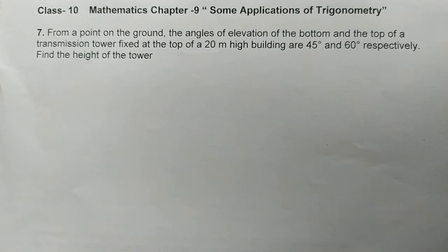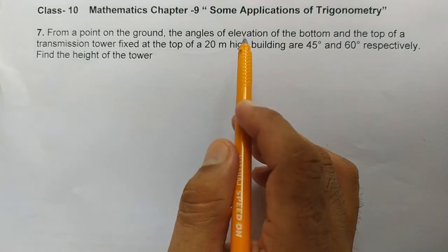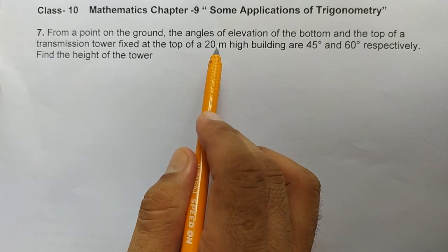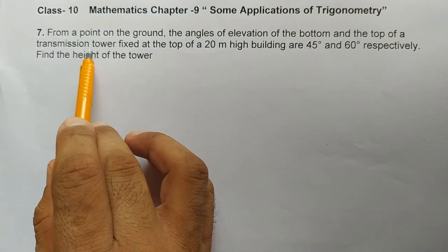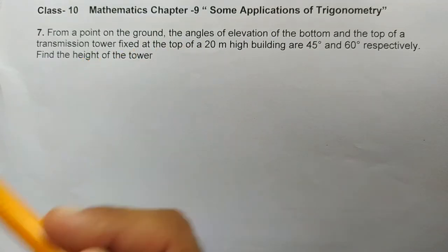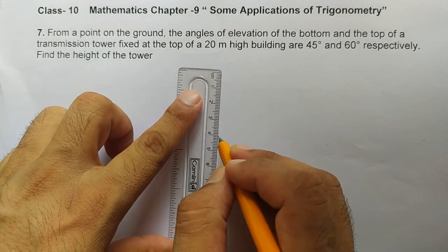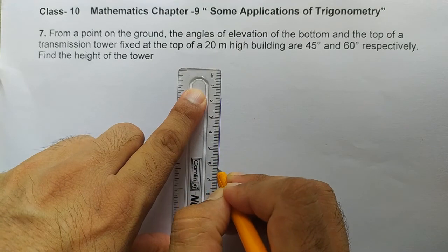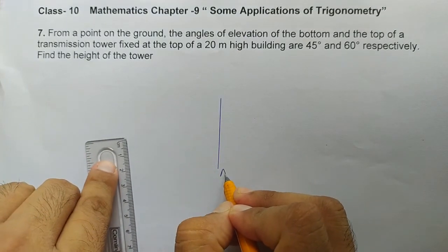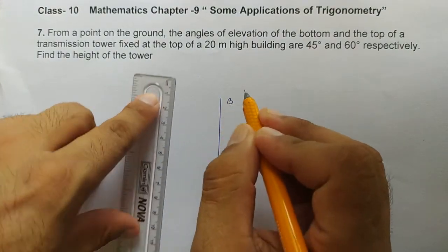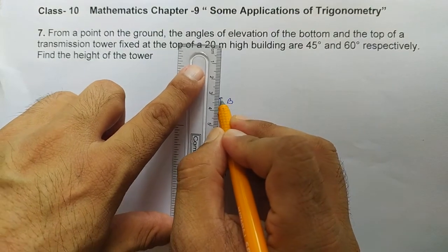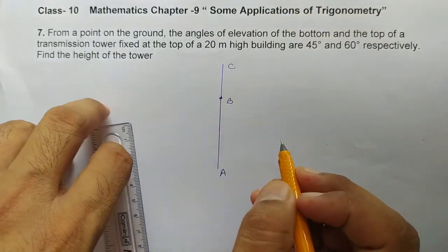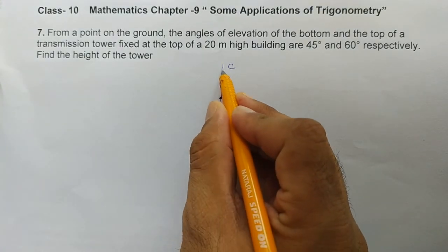So in this question, what is given? A 20 meter high building is given, and on the building a transmission tower is fixed, right? So first of all, let's draw the figure side by side. Suppose AB is a 20 meter high building, and on the top of the building there is a transmission tower. Suppose BC is the transmission tower. On the building there is a transmission tower.